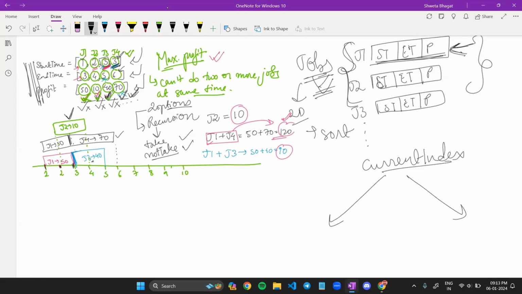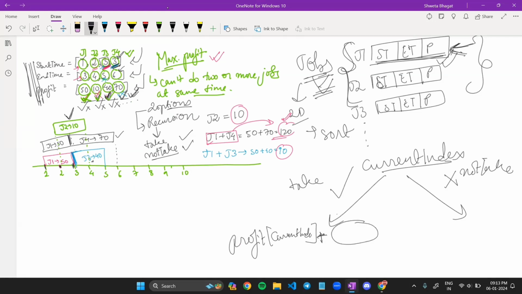What are those two possibilities? First, either I'm going to take this job or I'm not going to take this job, right? Either I'll take or I'll not take. Now, if I take this job, so I'll get a profit of this current index, right? I'll get a profit, so I'll add a profit. And where will I move? I'll move to the next index, right? Now, if I won't take this job, so will I get any profit? No. So I'll simply add 0 and I'll move to the next index.